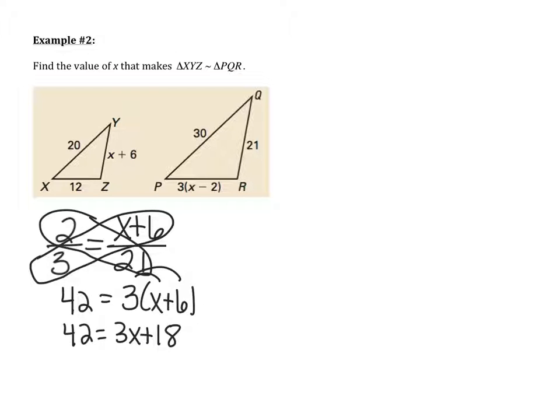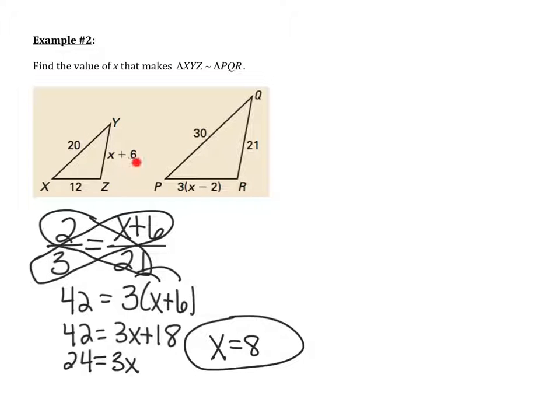Subtract 18 from both sides. And I would get 24 equals 3x. Divide both sides by 3, so I get x equals 8. And that would be my final answer. I do not have to set up a proportion comparing the 12 to the 3 times x minus 2. I just used what I was given, and I used what was more simple to solve for x. And once I find x, then I am done.